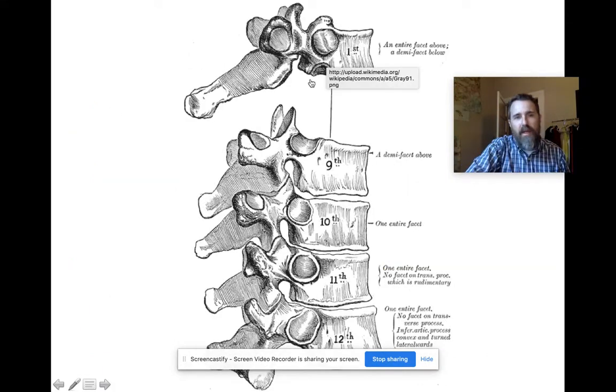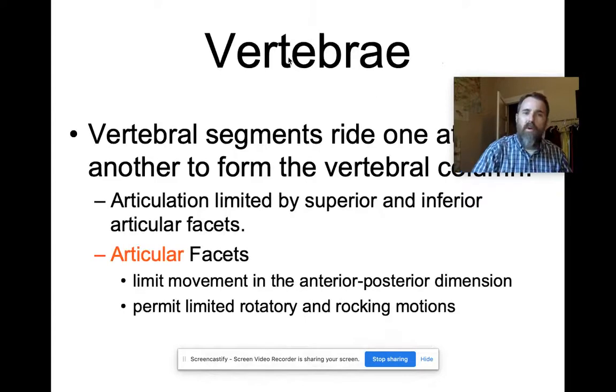As the vertebrae come together, you can see that they touch here. If we drop this vertebrae on top of this vertebrae, then that vertebrae is going to be touching that vertebrae right there. These points of articulation, the points of contact between the vertebrae, are known as the articular facets.